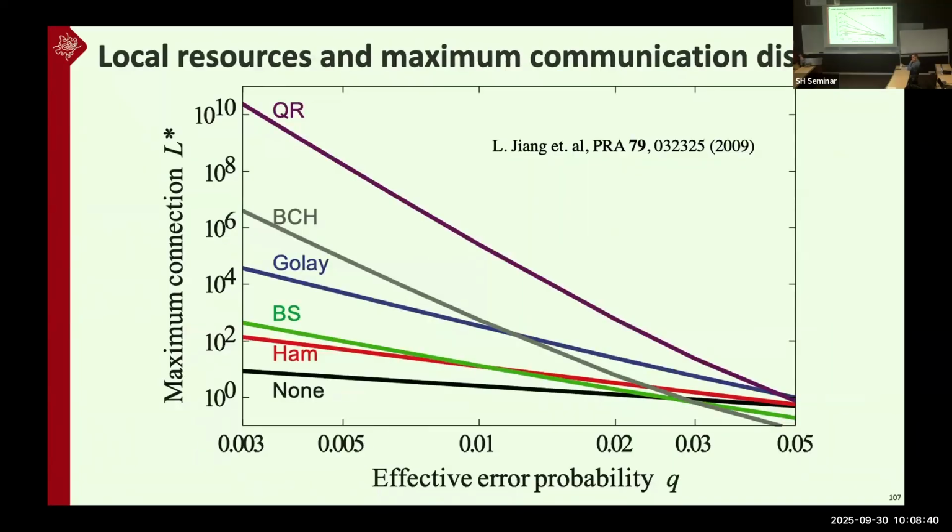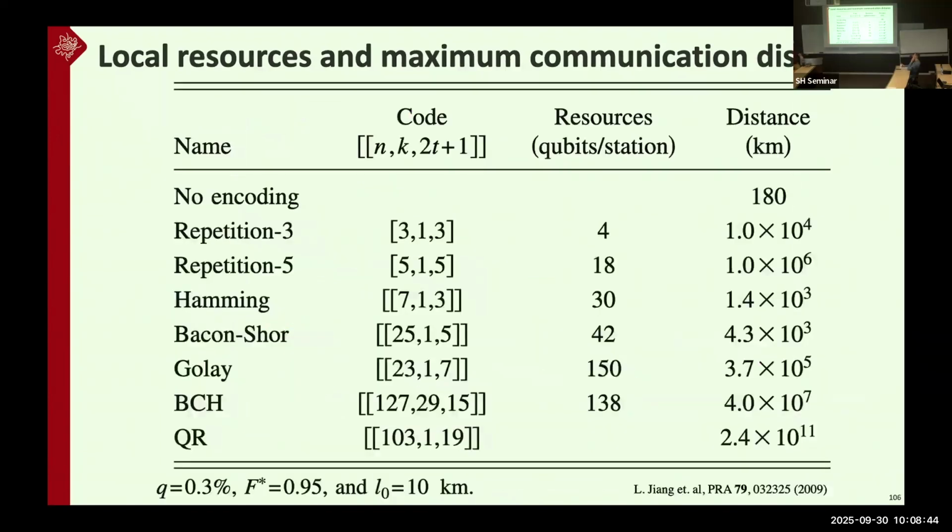Looking at that table you showed me about the distance and the amount of qubits per station, to achieve this distance, how many stations? How far away is there a station every 10 kilometers? Oh, okay. I'm sorry, I missed that. Yeah, no, sorry, I should have explained. So actually, to go a distance of 10 to 11, that's a lot of stations.